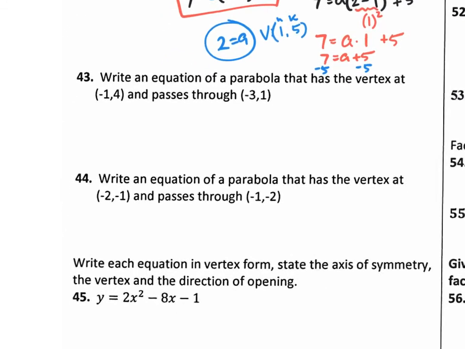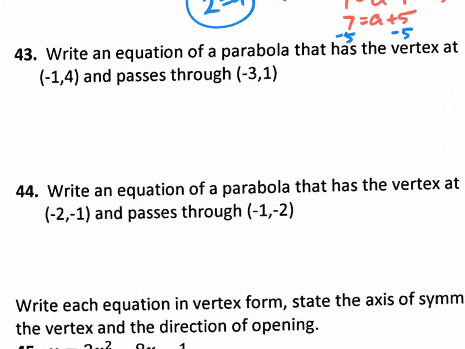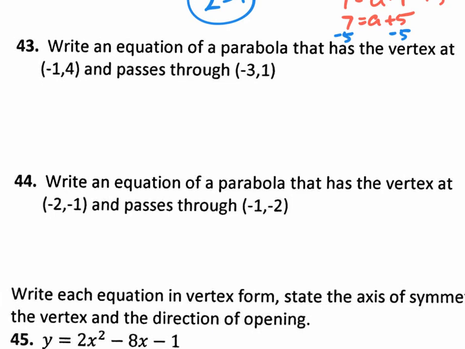Number 43. Same exact deal. They give us a vertex. So this is my h, this is my k, and they tell us that it passes through a point, and that point happens to be an x and y coordinate. So we're going to plug it all into y equals a parentheses x minus h squared plus k, the vertex form equation. So the y value is really a 1. The equal sign's right there. The a value we don't know. That's what we're going to try to solve.